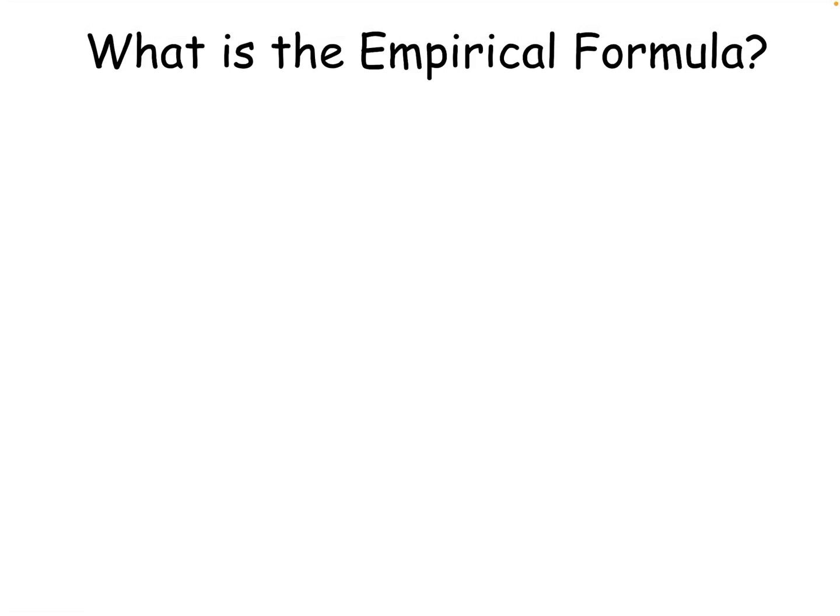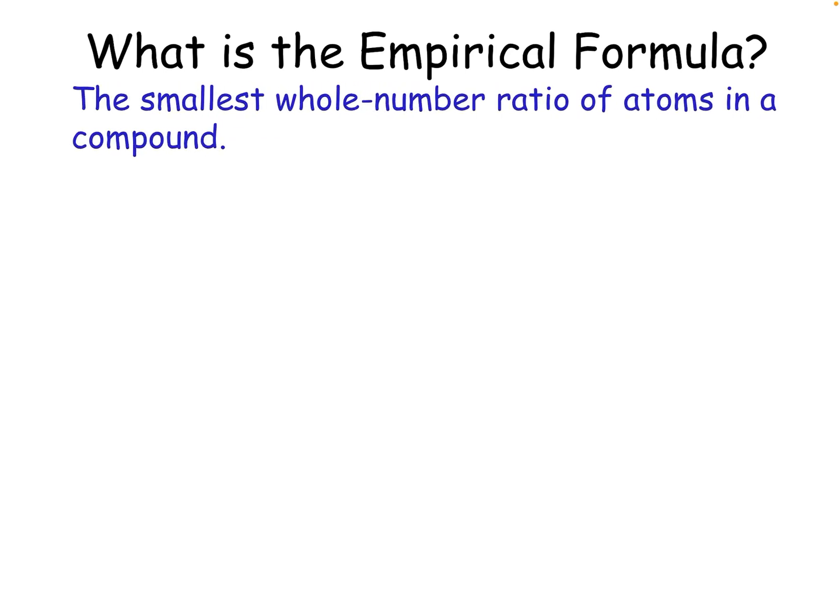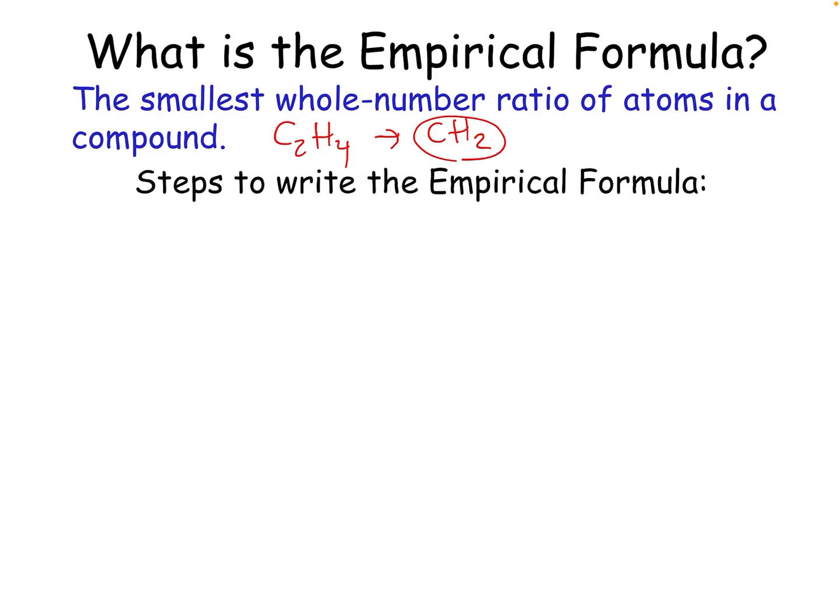Okay, welcome. So, what are empirical formulas? Empirical formulas are the smallest whole number ratio of atoms in a compound. So, instead of having something like C2H4, you can take that and make it CH2 as the empirical formula. It's the simplest formula. So, what if you need to calculate an empirical formula?